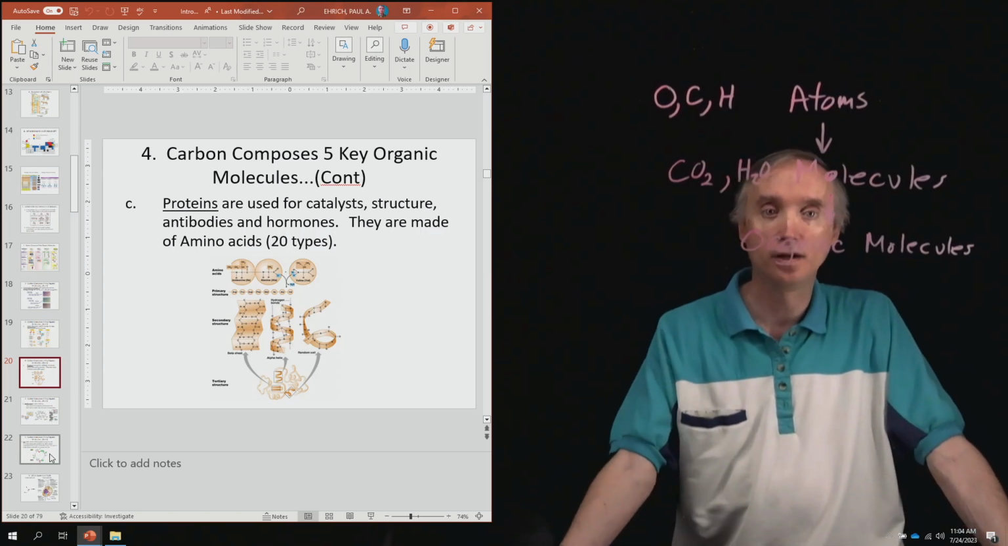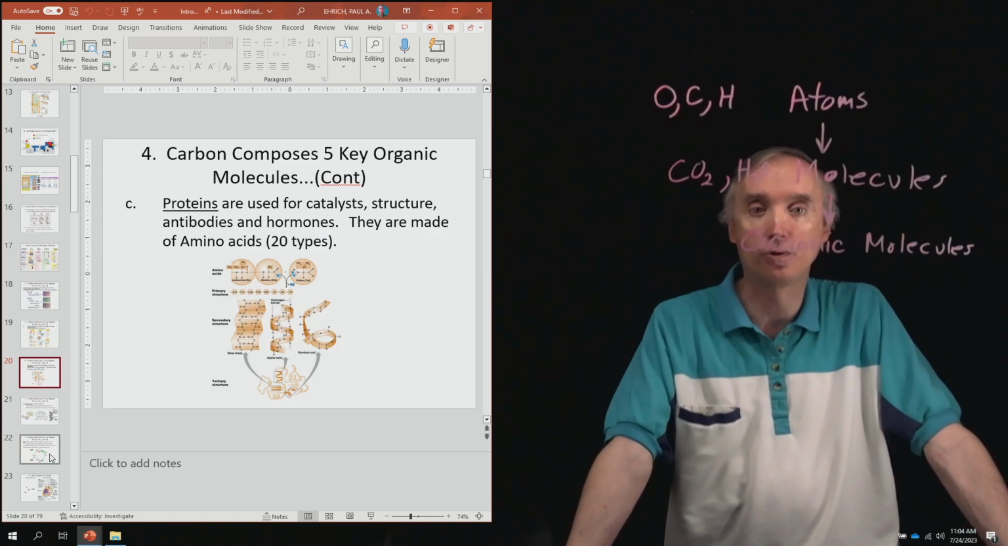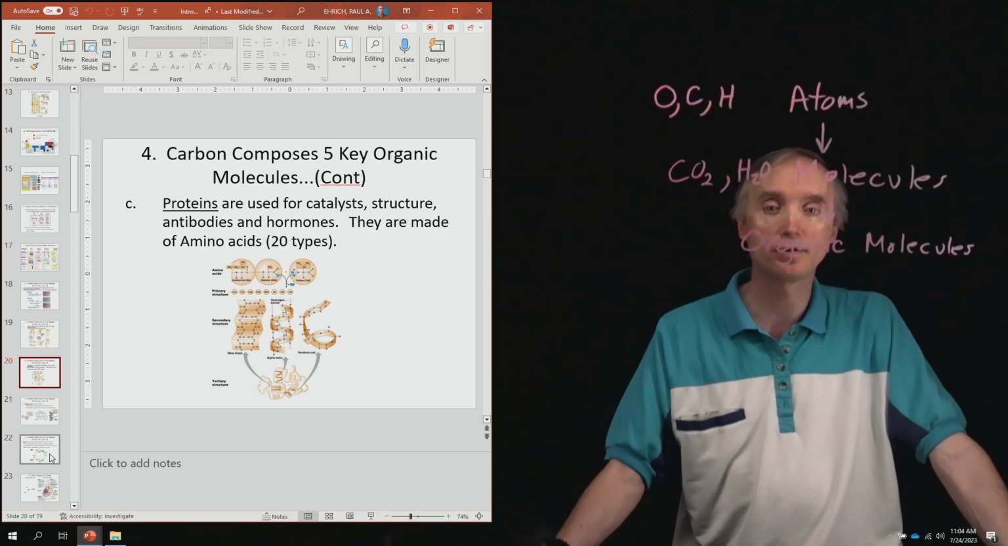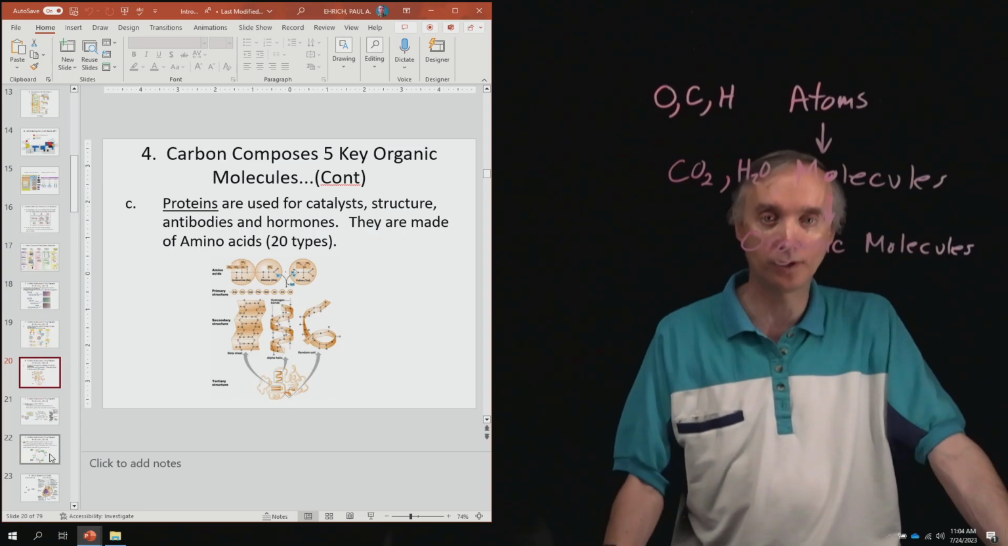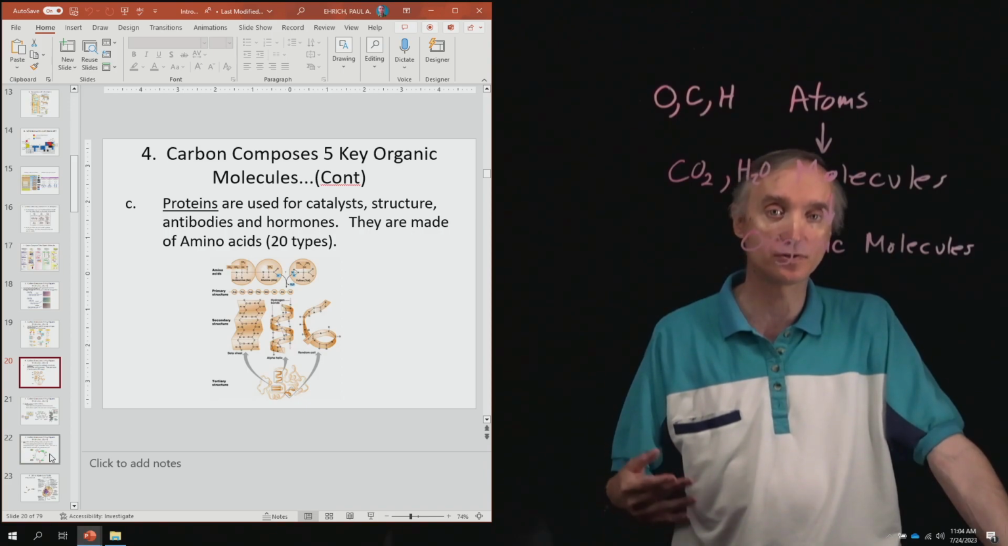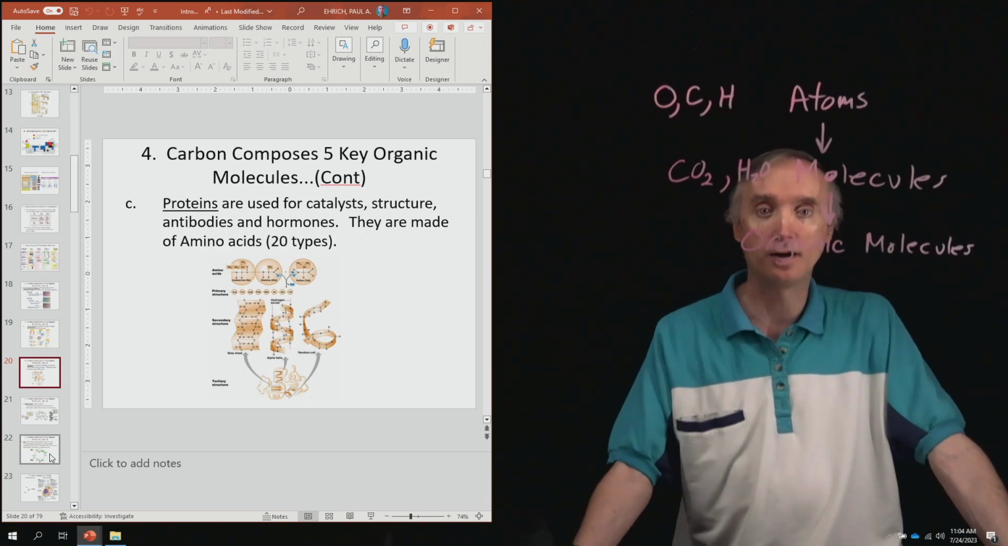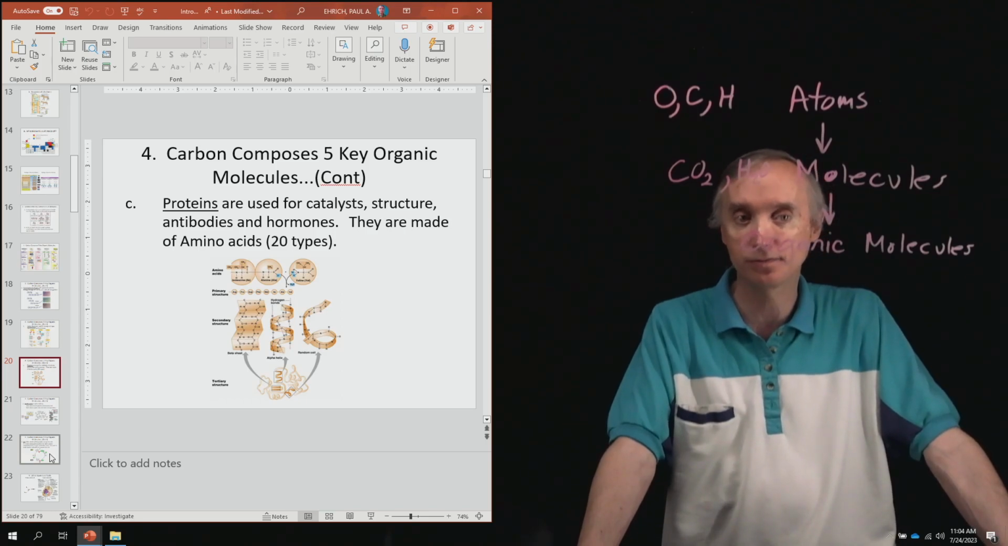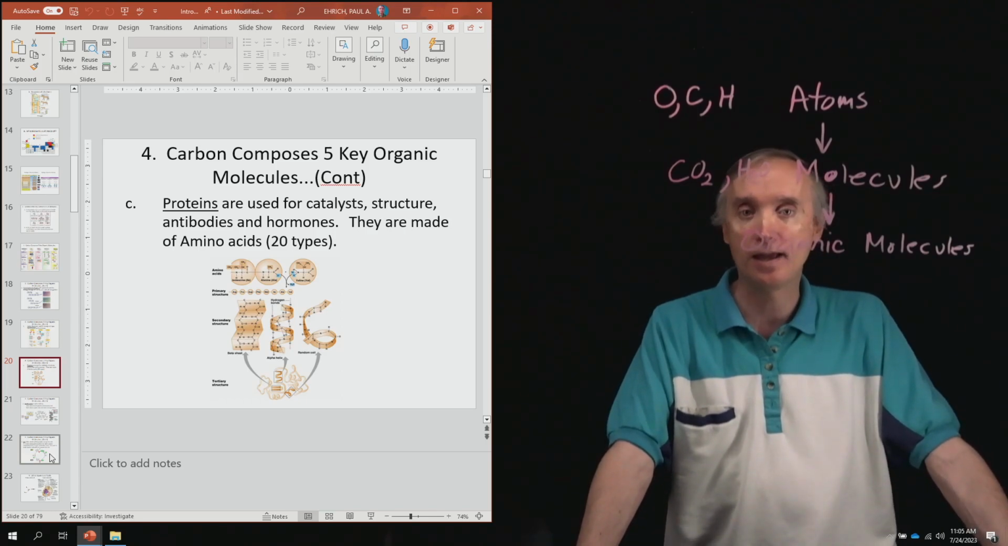They also are used for catalysts, so that they can start and keep chemical reactions going. They make up the structures in your body, such as your muscles. They're used in antibodies for your immune system. And again, they're also used as hormones.